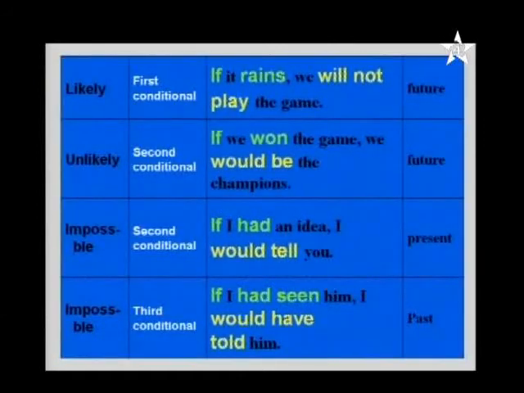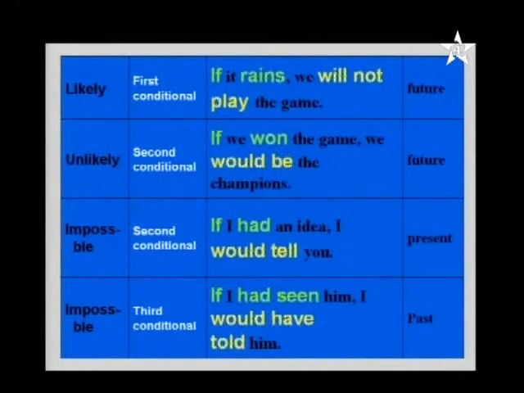So this is a table that explains the difference between conditionals type 1, 2, and 3. Have a look at it. Conditional 1, it's likely to happen. We're talking about the future, okay? If it rains, we can't play the game. Conditional 2, or second conditional, about the future. If we won the game, we could be the champions. And last conditional, which is impossible, okay? And we're talking about the past. If I had seen him, I would have told him, right?